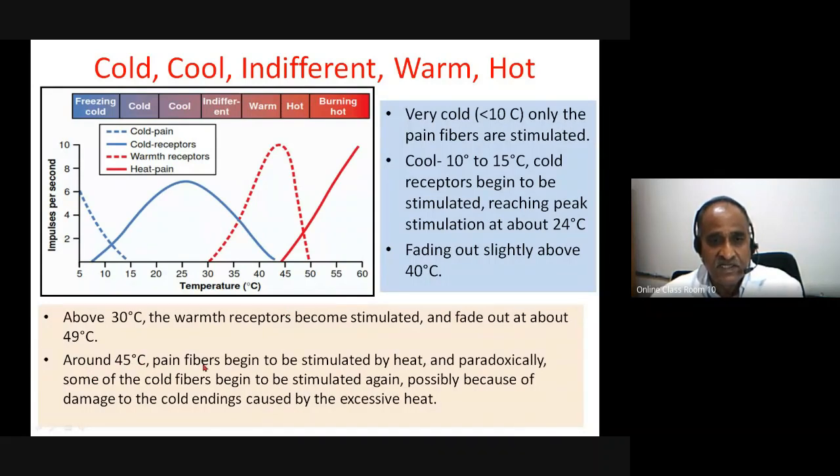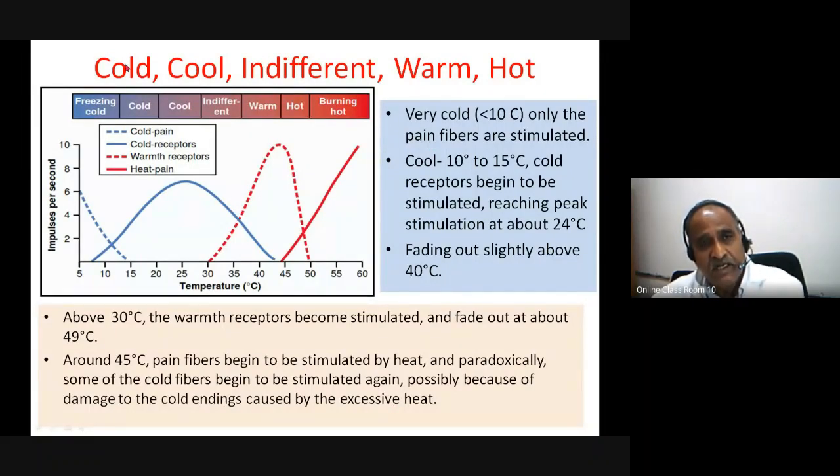Around 45 degrees, pain fibers begin to be stimulated. These pain fibers mean the burning hot; the heat is producing the pain. And paradoxically, during this time, because of the heat, some of the cold fibers are also beginning to be stimulated, possibly because of the damage or destruction of the cold nerve endings by the excessive heat.